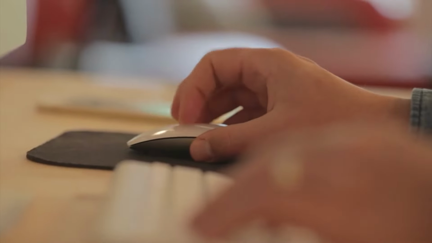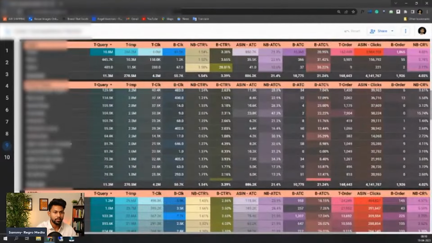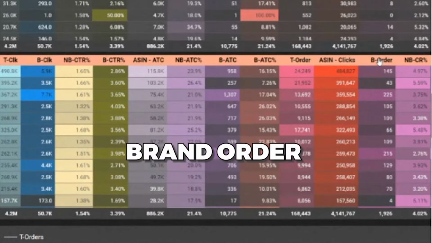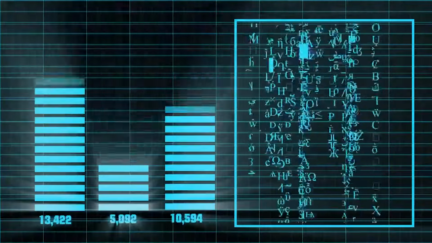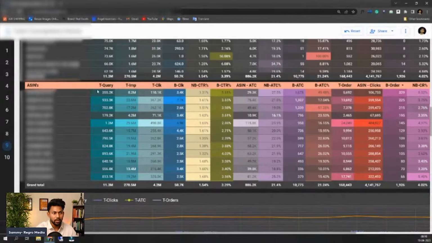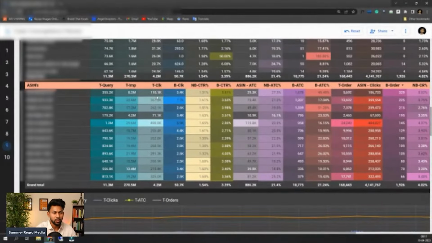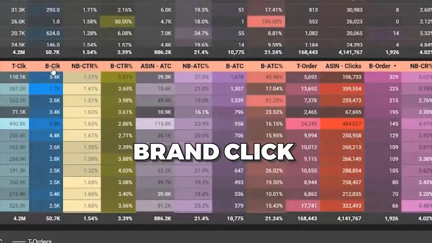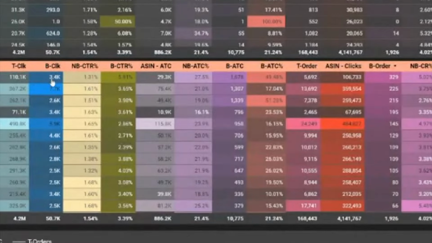So now if I just scroll down, you can see I'll scroll down to the ASIN level here. Now what I can do here is sort by brand order so that it shows the top performing ASIN. This is the top ASIN, so I can select this so that all the data organizes based on this. Now if you can see here, the total impression received by this ASIN is this one, the total clicks received is this one, total brand clicks you can see here. So this is the total clicks available in the marketplace, and this is the brand clicks.